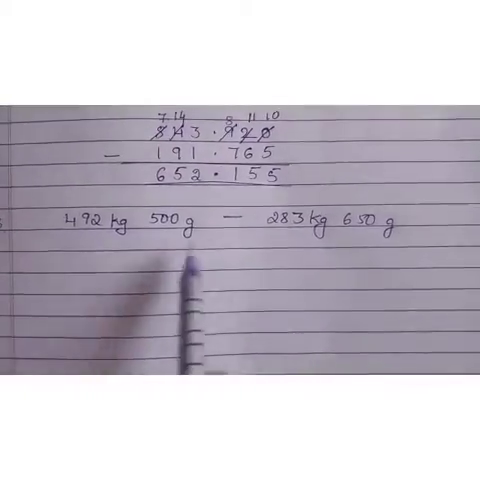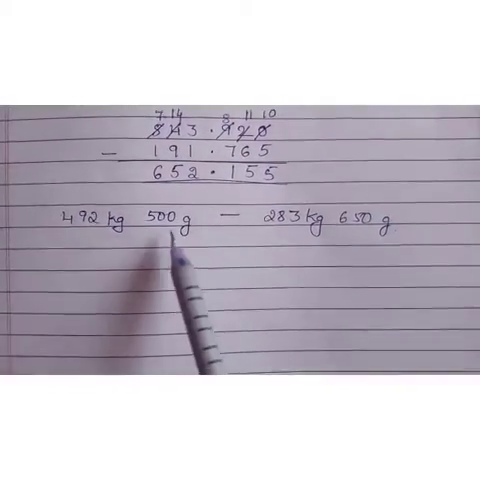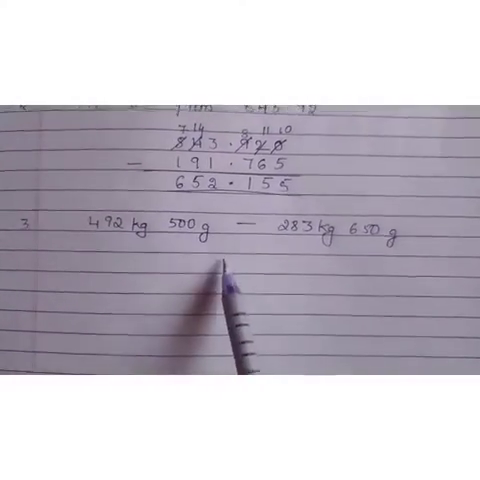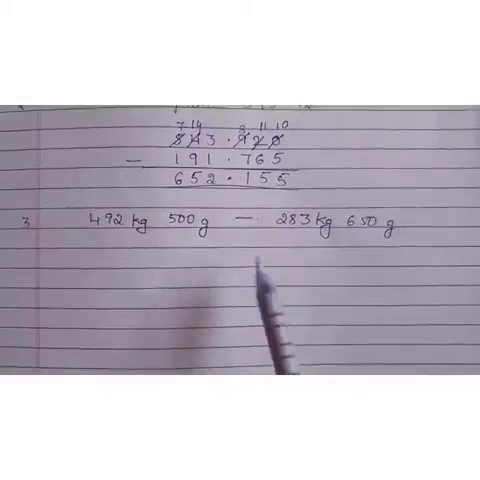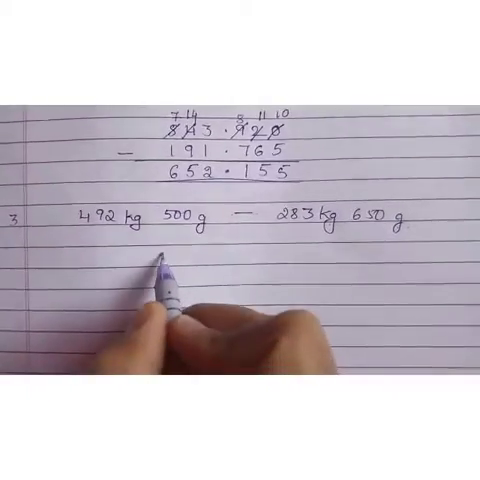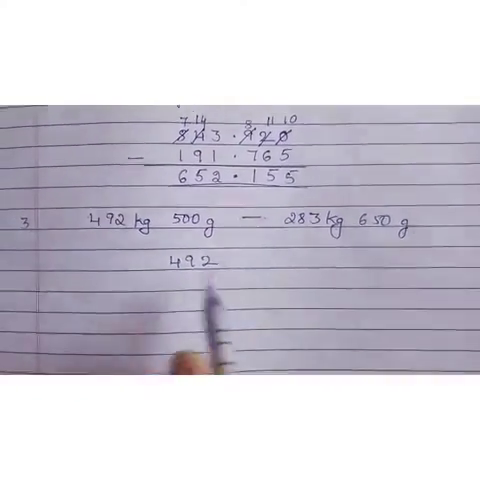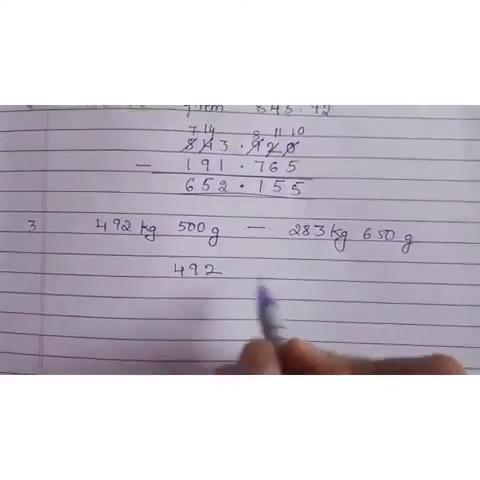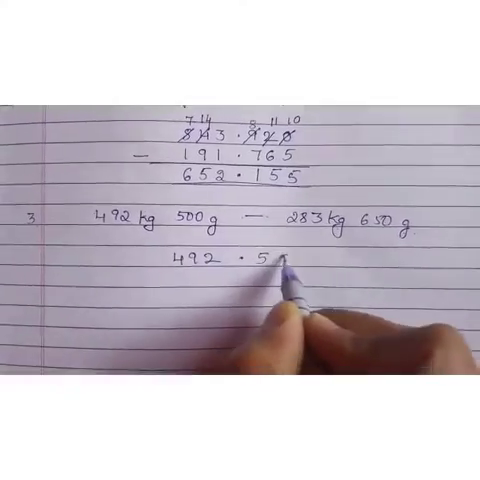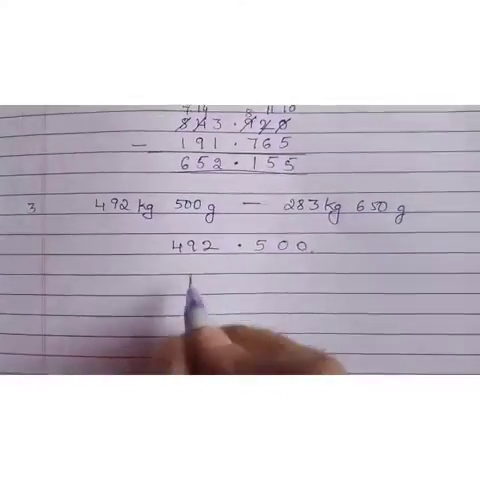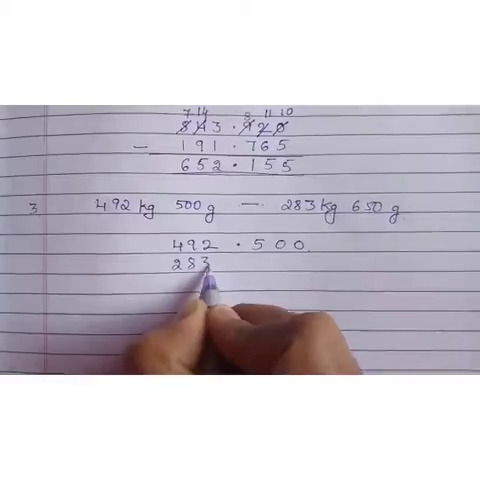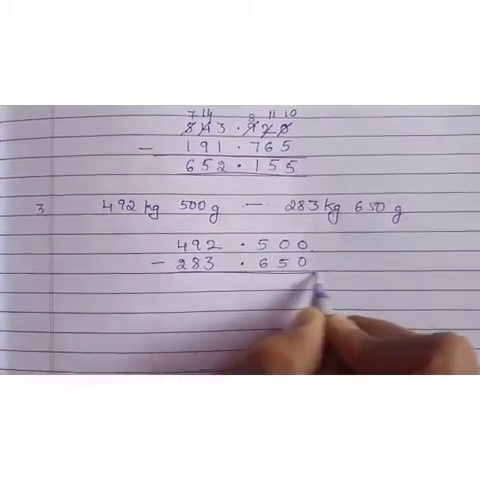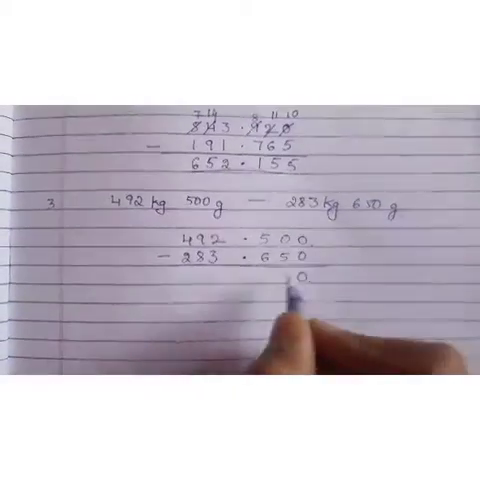Let us take some other example. They may give you questions like this, that is 492 kg 500 grams minus 283 kg 650 grams. Here there is no from, isn't it, directly minus. So take this number as first number 492 kgs and this is in grams. So it becomes the decimal part. So write 492.500. Similarly this one 283.650.